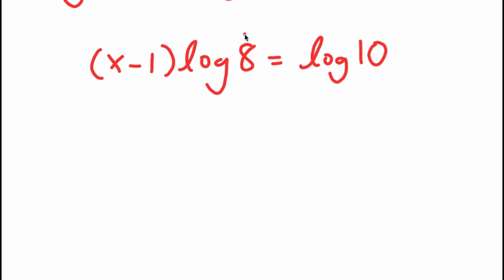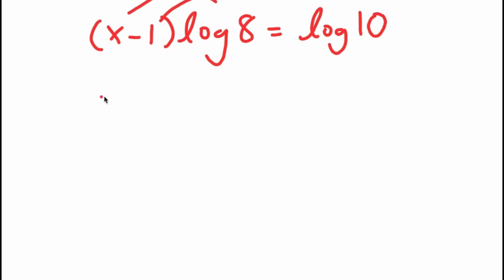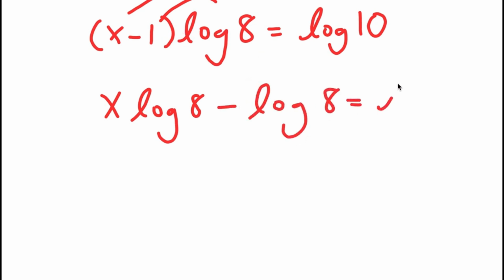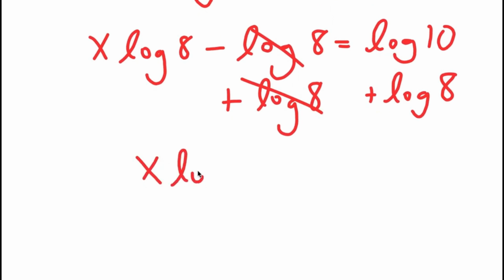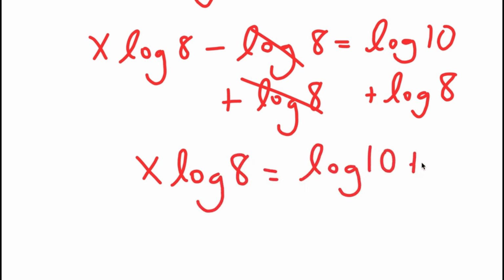So now what I'm going to do is distribute my log 8 here. So now I get x times log 8 minus 1 times log 8, which is just log 8, is equal to log 10. And now I'm going to add log 8 on both sides. So then these two cancel out, and I get x times log 8 is equal to log 10 plus log 8.